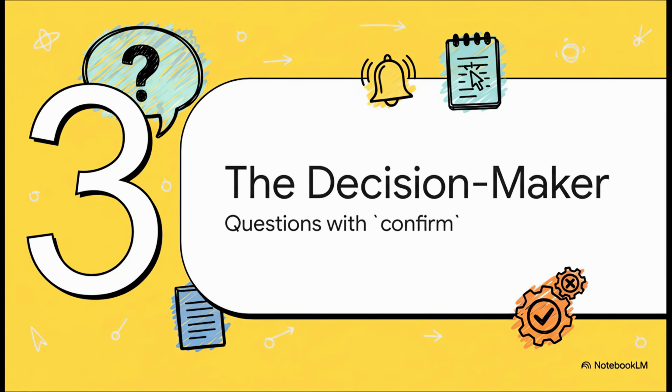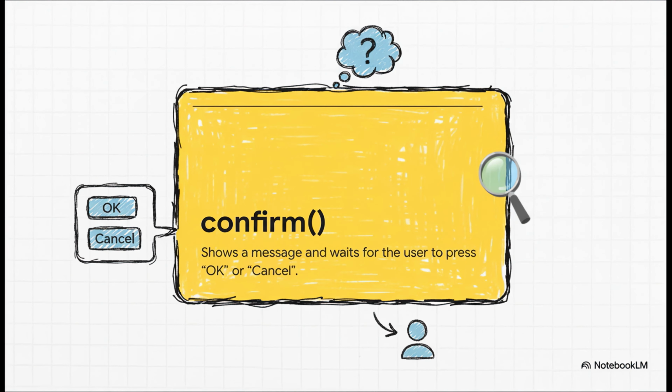And that brings us to our third and final tool. We've had the announcer, alert, the interviewer, prompt, and now we have the decision maker. This is confirm. Its job isn't to get text, it's just to get a simple yes or no answer. So confirm pops up a question, but instead of a text box, it gives the user 2 buttons, OK and cancel. That's it. This is the perfect tool for when you just need the user to make a clear choice. One that's either, yep, let's do it, or nope, never mind.